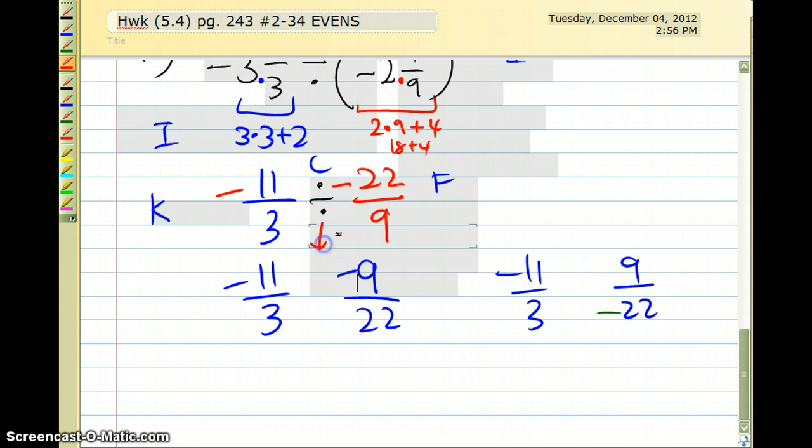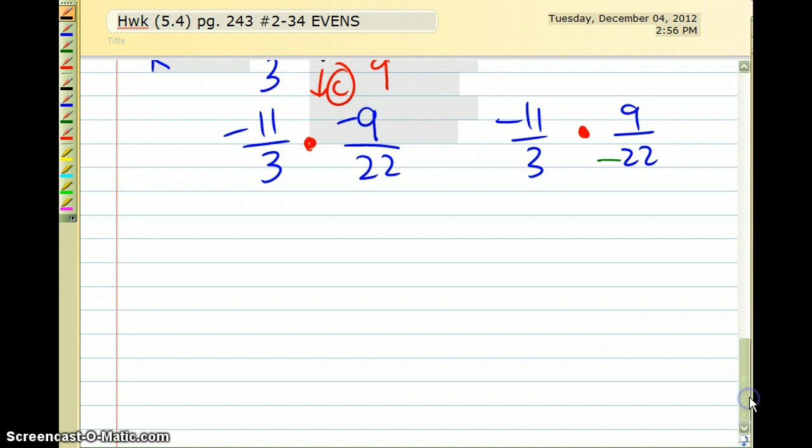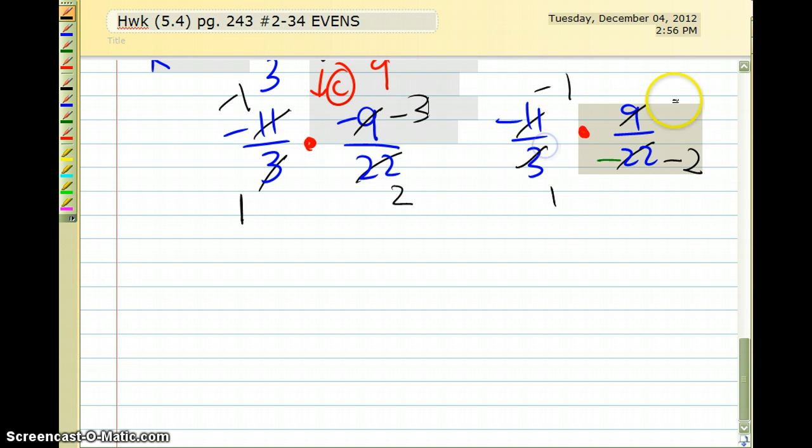Then I'm going to change the division to multiplication. Multiplication over here as well. At this point, after I heart KFC, you can cancel because now you're multiplying the fractions. So I'm going to take the 11 and the 22. I'm going to get negative 1 and 2. The negative 9 and the 3 becomes 1 and negative 3. Over here I can do the same thing. Negative 1, negative 2, 1 and 3.